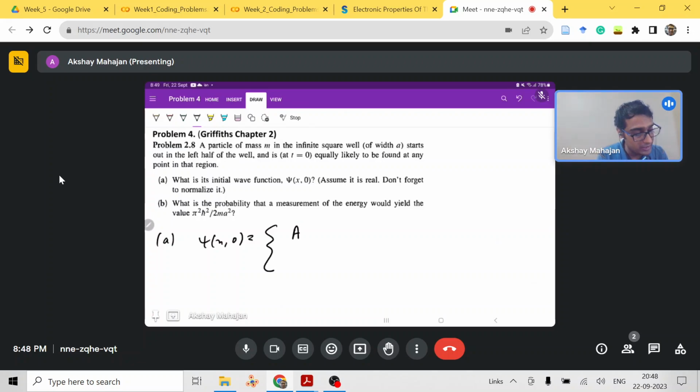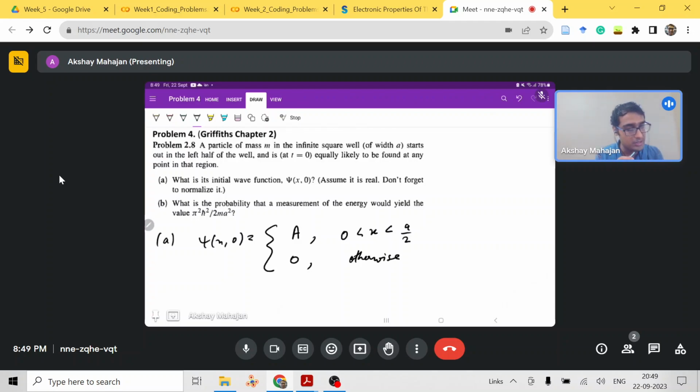So I can write it as psi(x, 0) is some constant A for x between 0 and a/2, because the mod of psi squared will give you the probability, and we want the probability to be constant for this x equals 0 to a/2 region. So our particle, according to this, should be defined just by a constant A between x equals 0 and a/2, and it will be 0 otherwise.